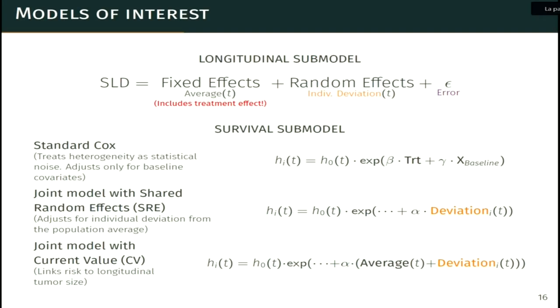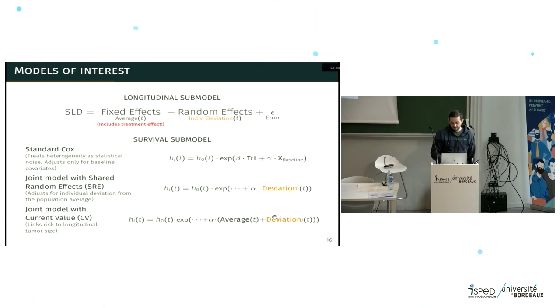Joint model with current value: the idea is to link the risk to the longitudinal tumor size directly. So we take the fixed effects, the average, and the deviation. The risk of event, let's say the risk of death for individual i at time t, depends on his tumor size at the same time. So here, it depends on 10 plus 5, and here it will depend on 15 directly, the tumor size itself. Okay?